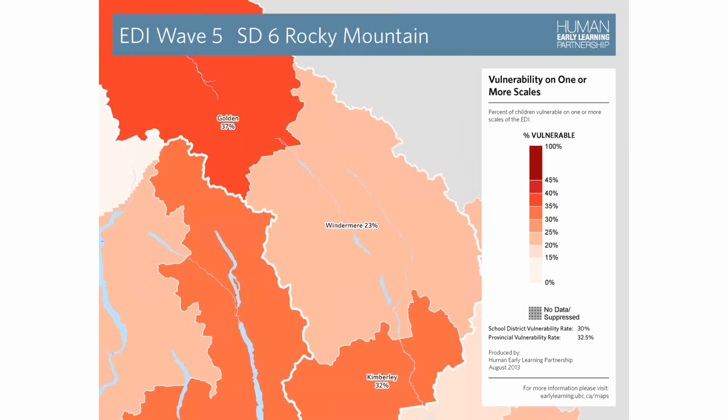When we look at School District 6, you can see there's the three neighborhoods, Golden, Windermere, and Kimberley, and I'm just going to talk about Windermere and Kimberley today. You can see that 23% of kids were vulnerable in Windermere, and 32%, or about a third, or the same as the provincial number, in Kimberley. And I'm going to come back to these neighborhood results in a little bit.